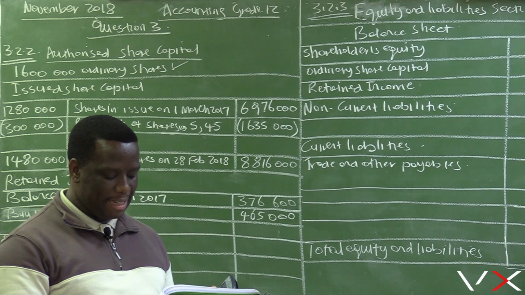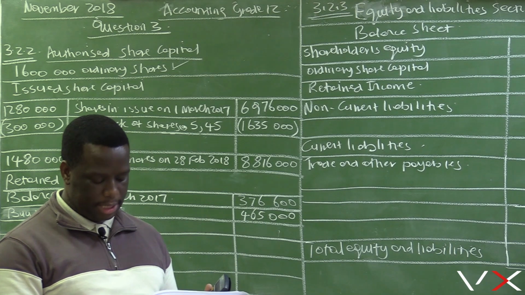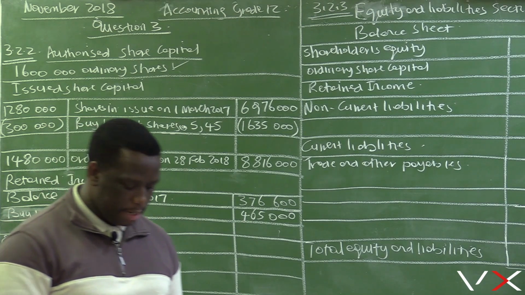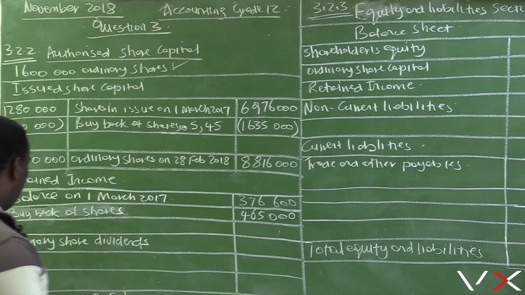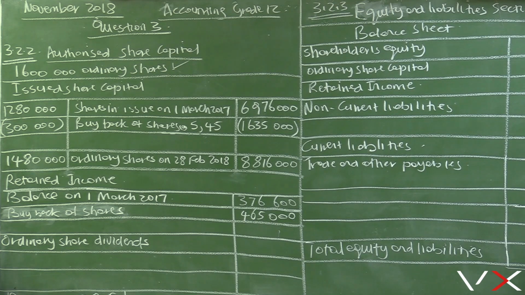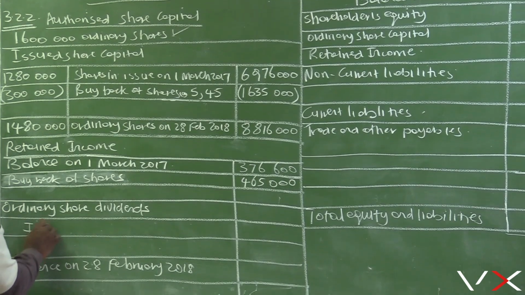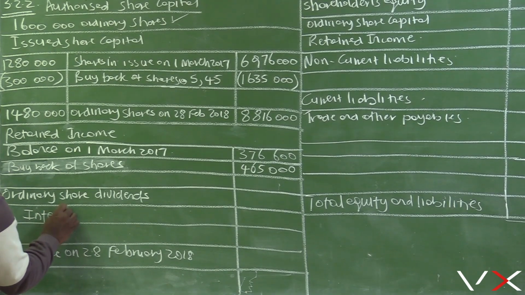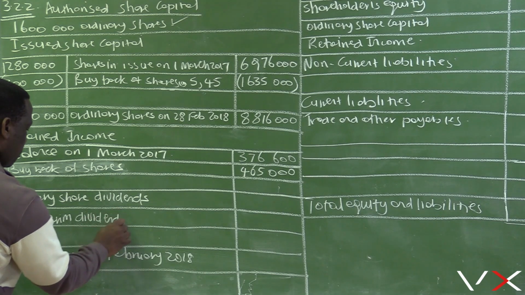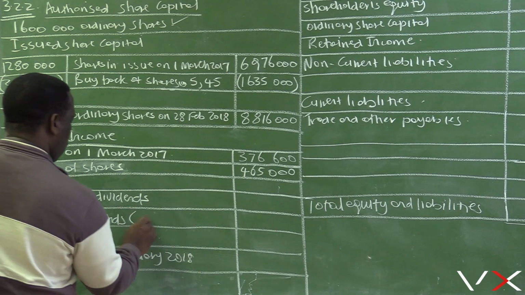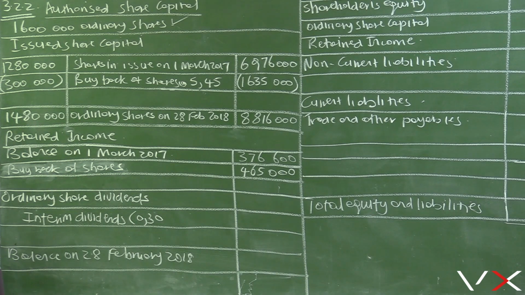And then the following transaction, still on information G, which is the third one, it says on the 31st of August 2017, interim dividends paid is 30 cents per share. So we paid an interim dividend. The interim dividend is recorded in the retained income note under ordinary share dividends. So interim dividends is here. And we are told that the interim dividend that was paid is 30 cents per share.